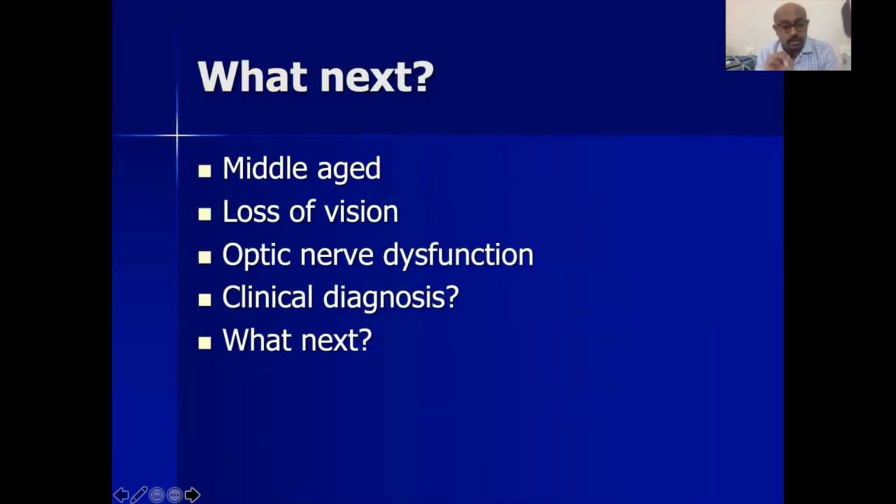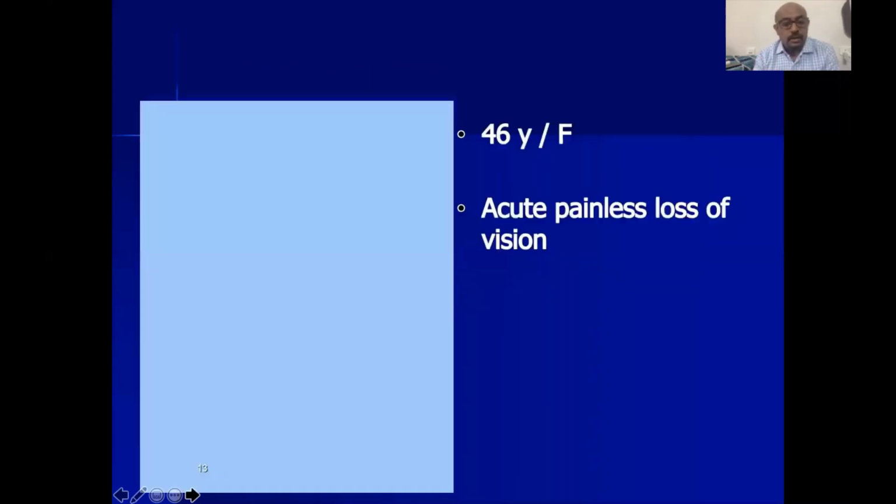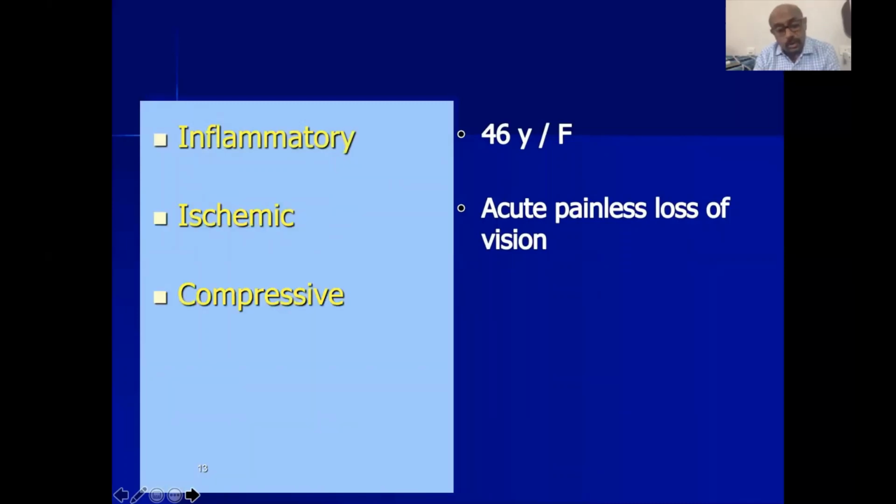A middle-aged patient comes to you with visual symptoms, there is an optic nerve dysfunction. So what would be your clinical diagnosis and what next? To look at that, let's look at all the different kinds of pathologies which can present to you with optic neuropathy. It can be inflammation, optic neuritis, ischemic optic neuropathy, compressive lesions, nutritional optic neuropathy, or hereditary optic neuropathy. These are the broad group of disorders which can present to you with optic neuropathy.